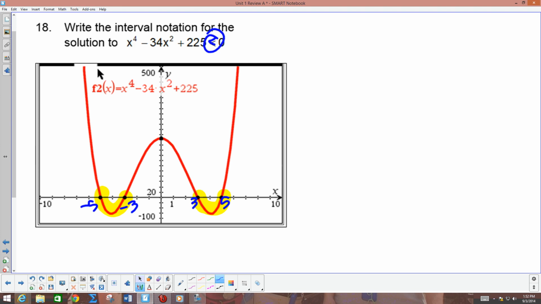So where does this graph begin? Where's the highlighting? At negative 5, and it goes to negative 3. It's a less than, so it's going to be open. I have another highlighted section, so union. It starts at 3 and goes to 5, and again, it's highlighted.